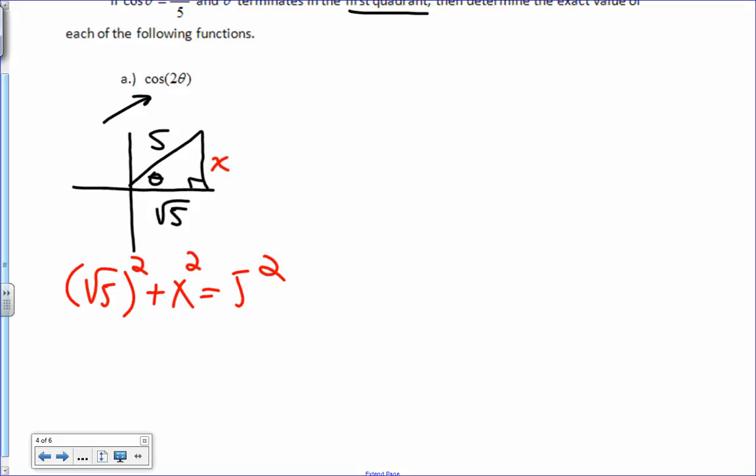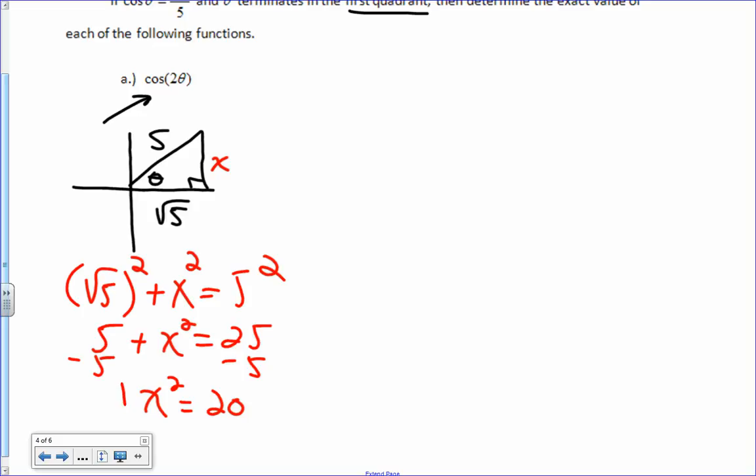Well, this actually doesn't end up too bad. Square root of 5 squared is just 5, right? Plus x squared equals 25. Subtract 5. X squared equals 20. Take the square root. X is, now technically it's positive or negative, but which one are we going to use? Positive, because it's in the first quadrant, right?